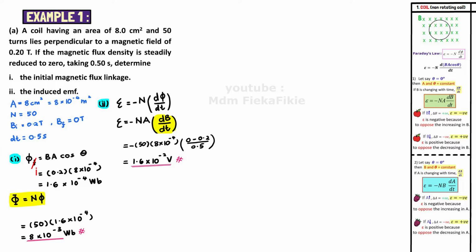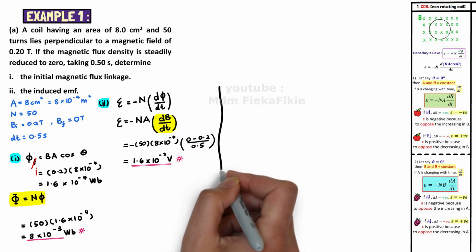So substitute into the equation and finally you will get the induced EMF value of positive 1.6 times 10 power of negative 2 volt. So, for this question, when B, the magnetic field, is decreasing from 0.2 Tesla to 0 Tesla, our induced EMF will be positive. Induced EMF is positive because it opposes the decrease in B. Okay? Alright. So now, let's move to the second part. Still example number 1, but question B.